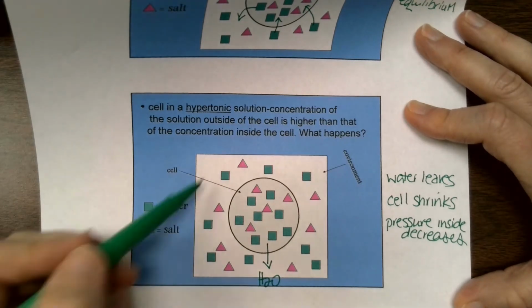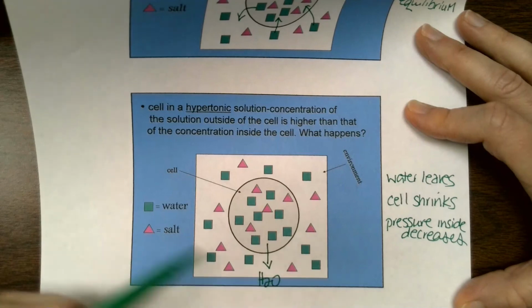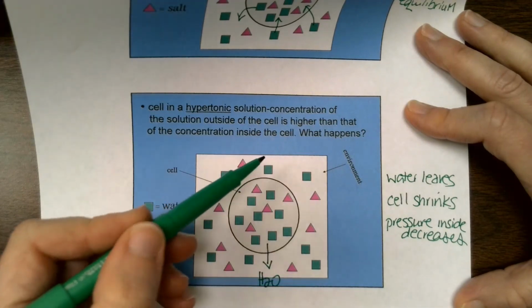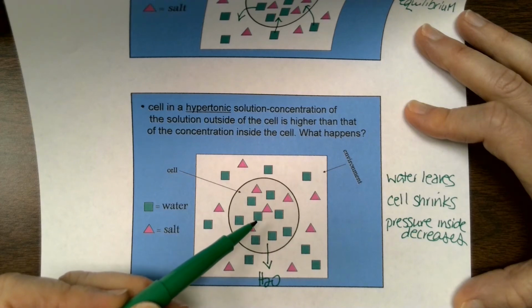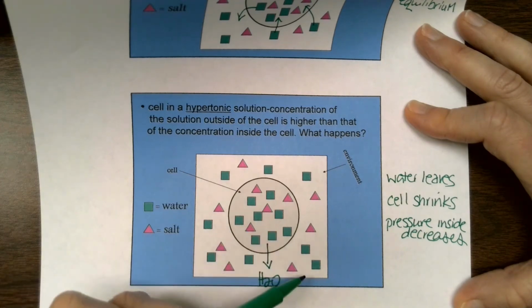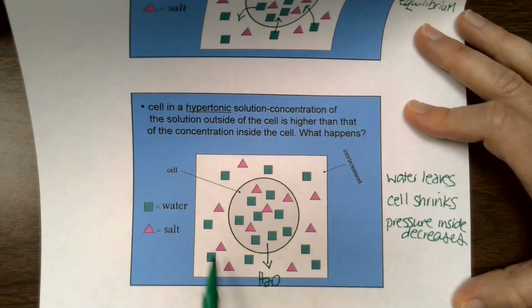So again, this is a higher concentration of solute on the outside of the cell than on the inside. There's more free water on the inside. Water is going to move down its concentration gradient and leave the cell. The cell is going to get smaller. The pressure inside the cell is going to decrease. So this outside environment is hypertonic to the inside of the cell.